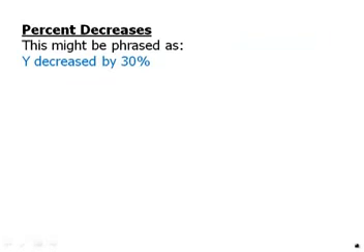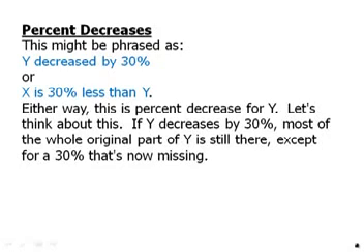Percent decreases. This might be phrased as y decreased by 30%, or x is 30% less than y. Either way, this is a percent decrease for y. Let's think about this. If y decreases by 30%, most of the original whole of y is still there, except for a 30% that's now missing. One way to say it really is that if 30% leaves, 70% of it is still there.